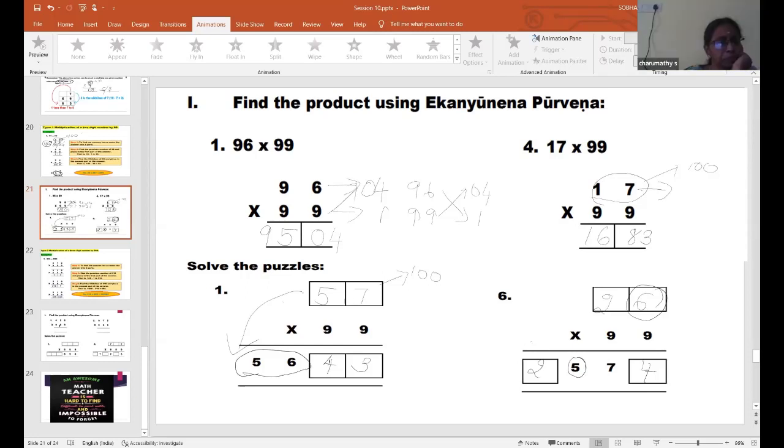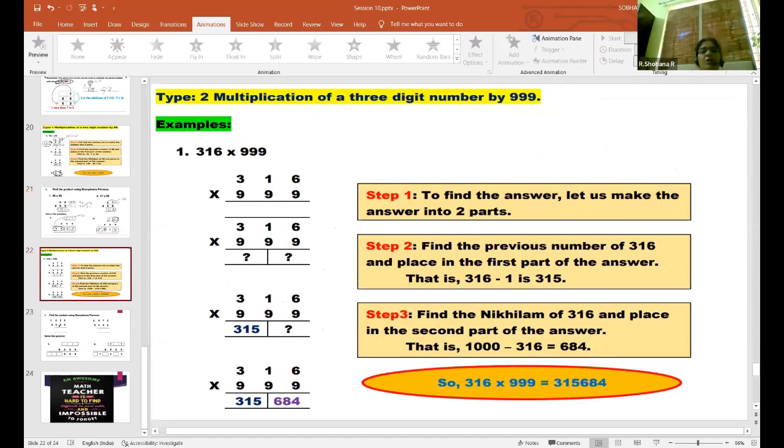We'll go to the next one, ma'am. So this again, the same concept you use, extending to 3 digits, which is 999. So if you say 316 into 999, you take the Aquilam of 316, which is 1000. So now take the Nikilam of it. What is the Nikilam? 1000 minus 316 would be 684. And what is the previous number? That is 315. So this is the answer for this multiplication.